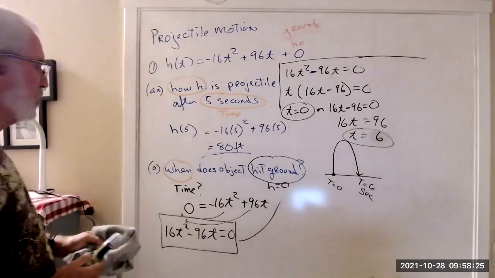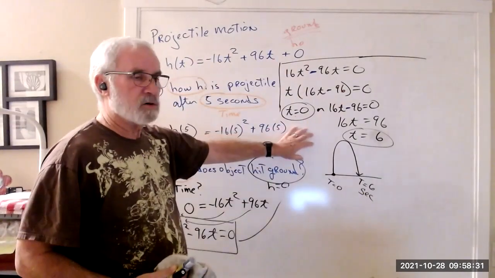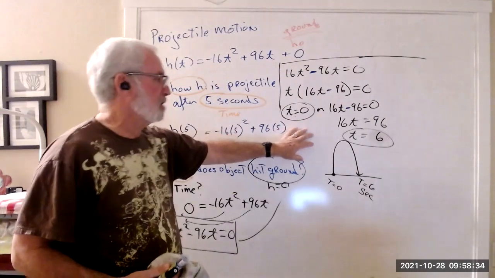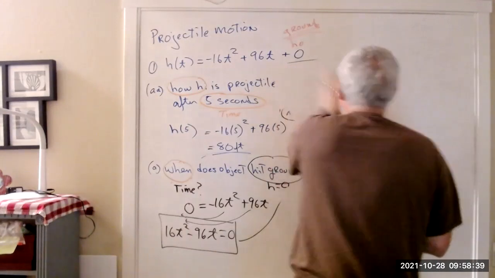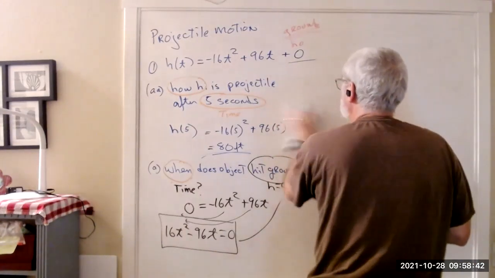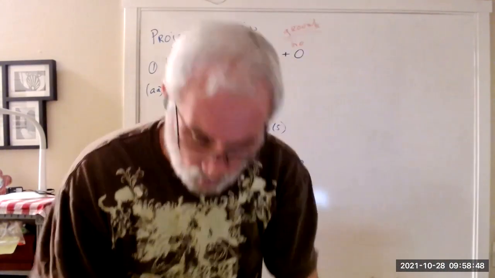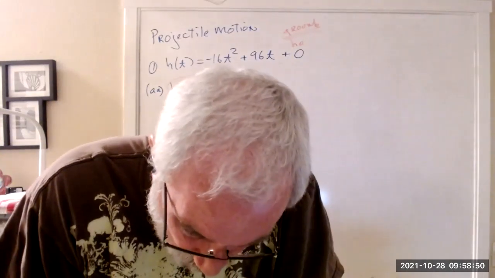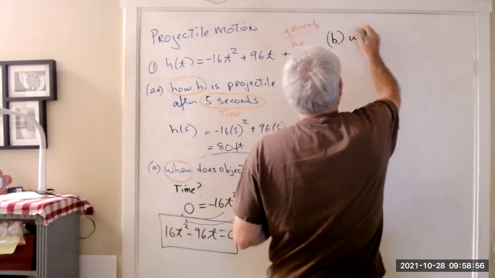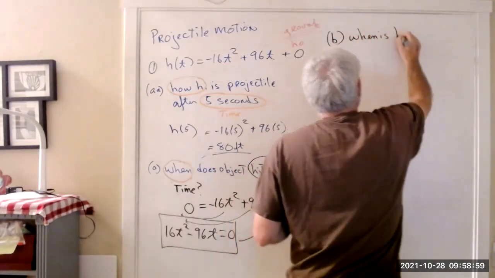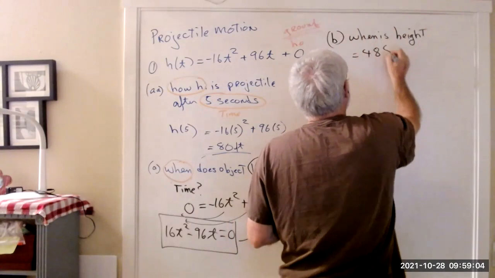All right. Can I do the third part? Can I erase this work here? T is 0, T is 6, I mean. All right. The third one is a little bit tricky. It says, part B, when is the height 48 feet? So question B, when is height equal to 48 feet?